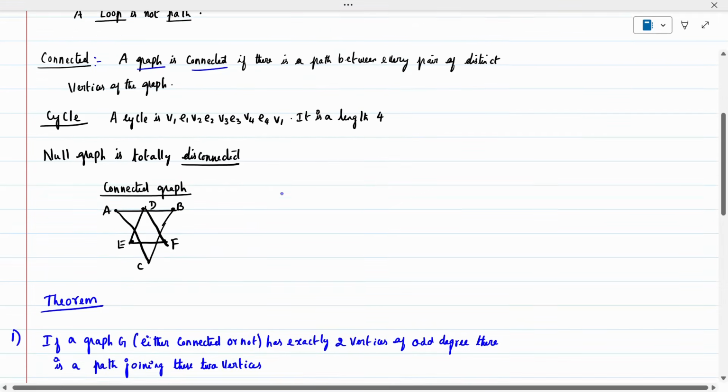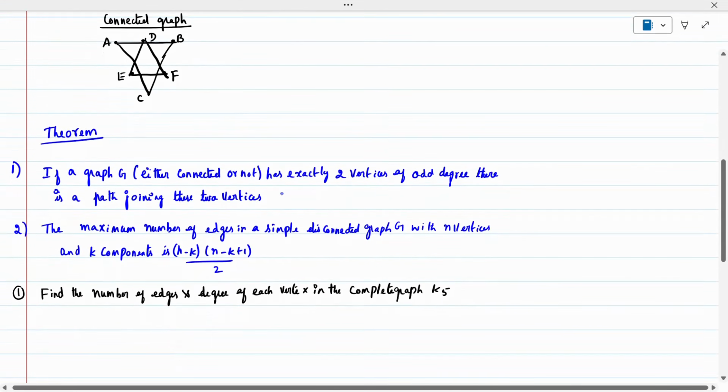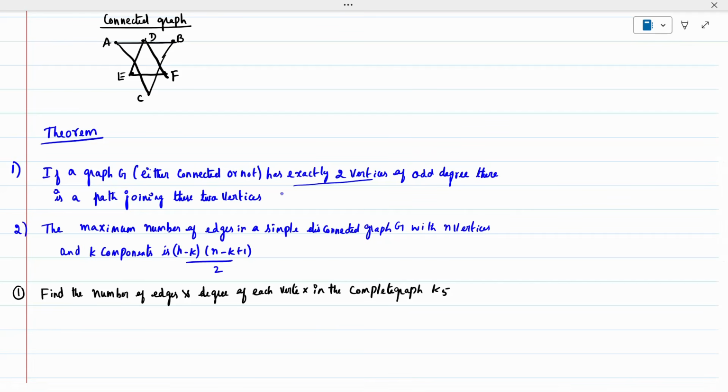Two theorems are there. We will not be using the proof for this, only the statement you have to learn. If the graph G is connected and has exactly two vertices of odd degree, then there is a path joining these two vertices. So when we have exactly two vertices of odd degree, there will be a path joining them.